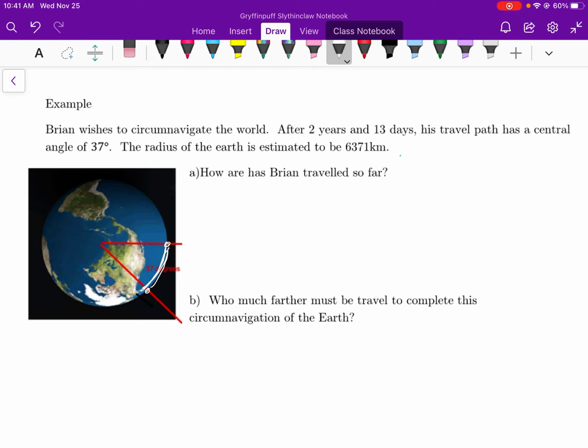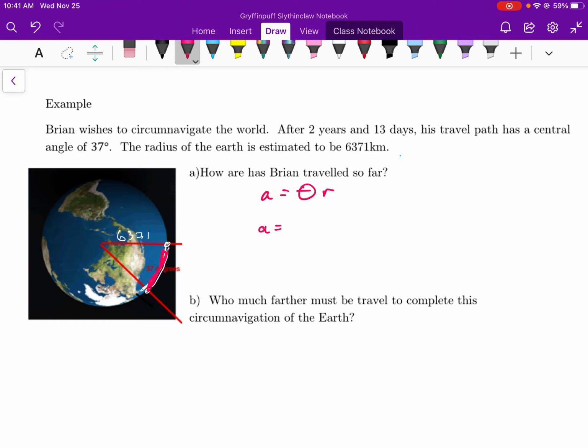The radius of the Earth is estimated to be 6,371. Now, I am actually really confident in you that you don't need this formula, but how far has Brian traveled so far? That's an arc length. So A is equal to theta r.